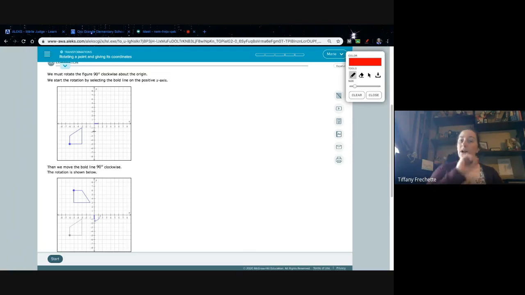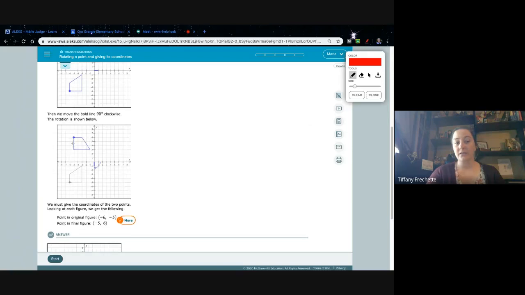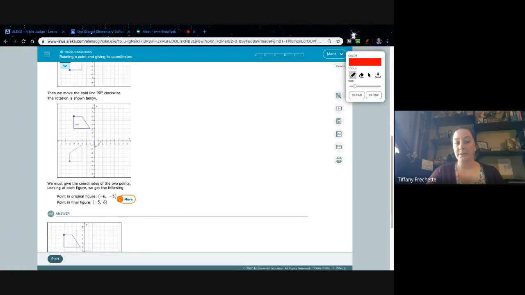Make sure you're going clockwise, because that's what it asked us to do. So pay attention if it's saying clockwise or counterclockwise. Clockwise would be with the clock. Counterclockwise would be backwards on the clock, right? And then 90 degrees means we're only going to go once. So then here we can see the figure jumped over into the correct space here, so it rotated. And now I just give the coordinates of the original and the coordinates of the end. And we're just looking at one point for the coordinates.